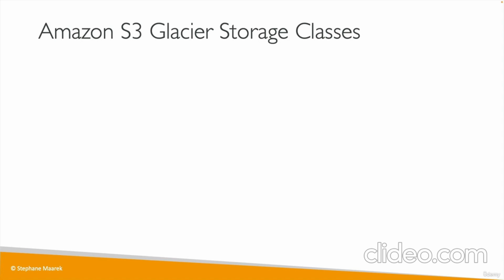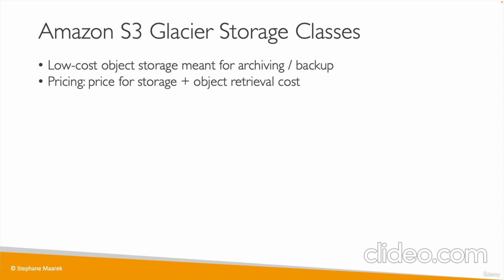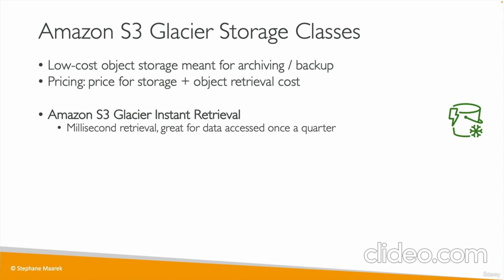Next, we have the Glacier storage classes. So Glacier is, as the name indicates, very cold. So it's low-cost object storage meant for archiving and backup. And the pricing is that you're going to pay for the storage plus pay a retrieval cost. And you have 3 classes of storage within Glacier. You have the Amazon S3 Glacier Instant Retrieval. And this gives you millisecond retrieval, which is great, for example, for data that's accessed once a quarter. And the minimum storage duration is 90 days. So this is backup, but you need to access it within milliseconds.